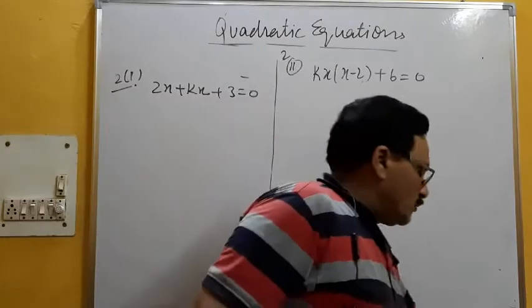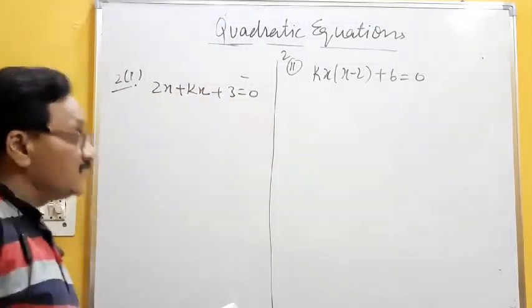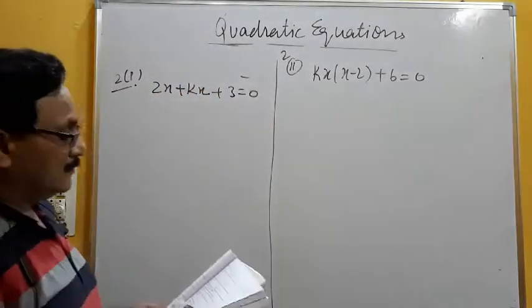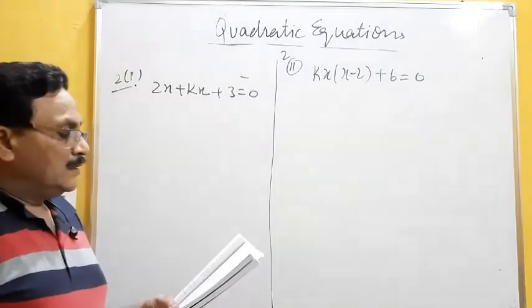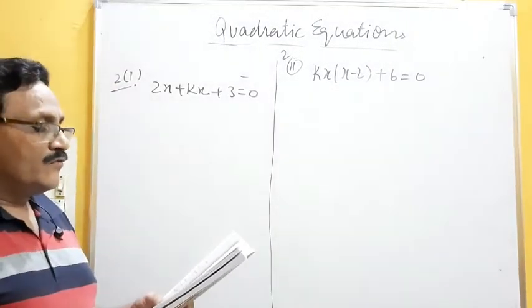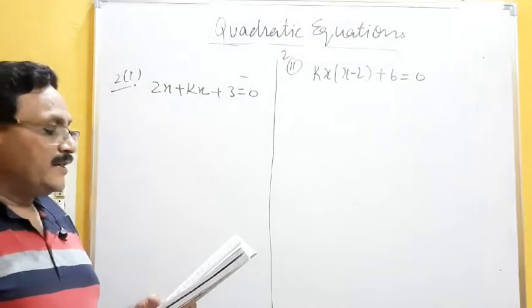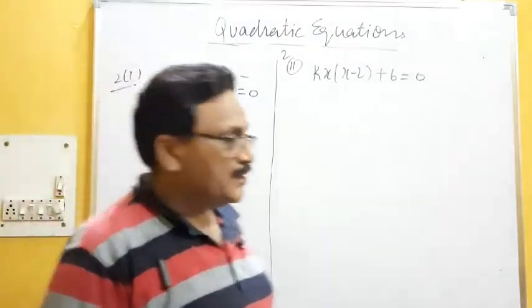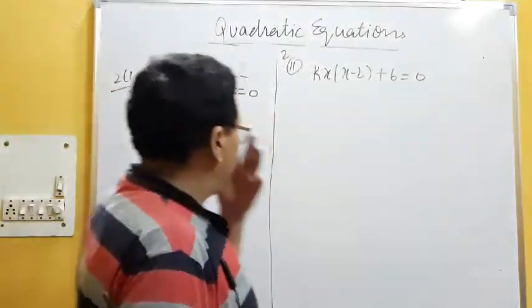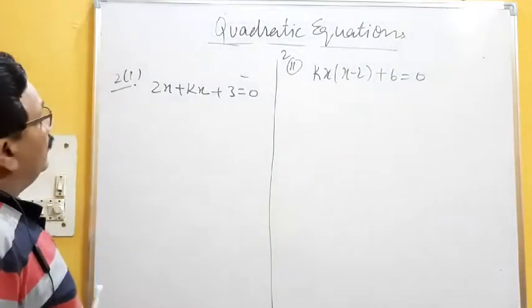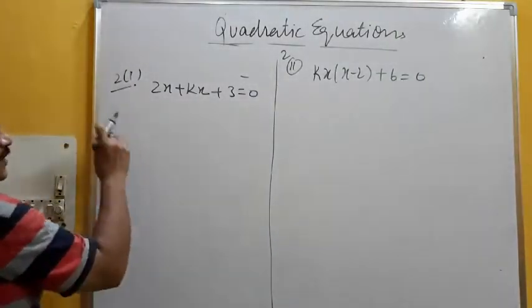So now see question number 2 of exercise 4.4. Find the values of k for which the following quadratic equations have two equal roots. The condition is given to you, two equal roots. So now, what is the condition for equal roots?